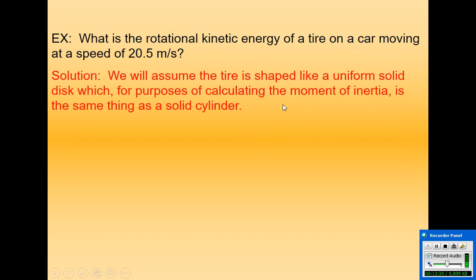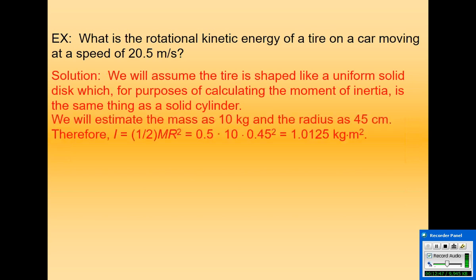Here's an example question. What is the rotational kinetic energy of a tire on a car moving at a speed of 20.5 meters per second? Now, let's see what's going on here because we need the mass. We're going to estimate the mass as 10 kilograms, and we are going to treat the tire as a solid disk. By treating it as a solid disk, we are going to use K equals 1/2 in our expression for the moment of inertia. We will furthermore estimate the radius of the tire as 45 centimeters.